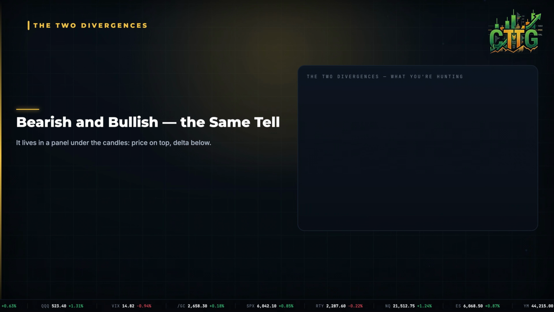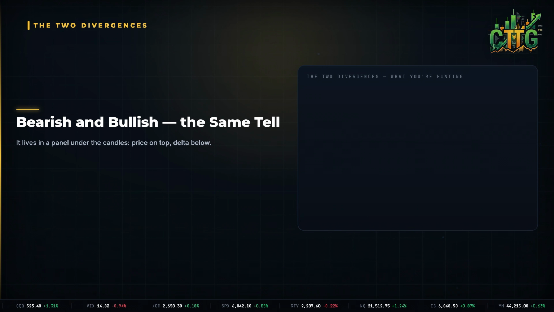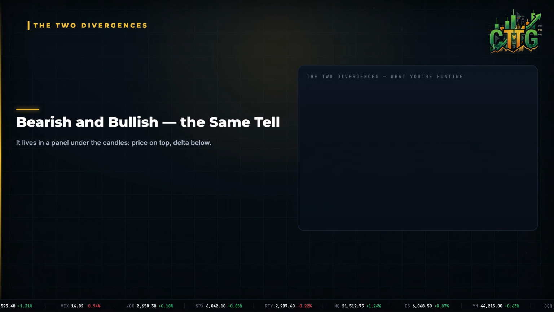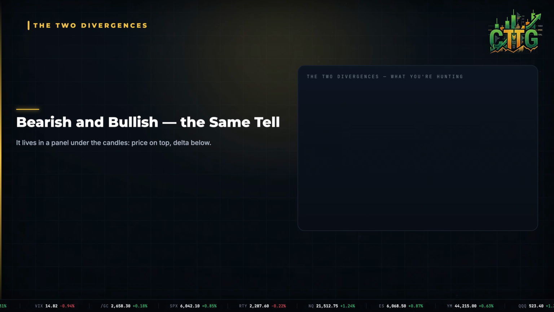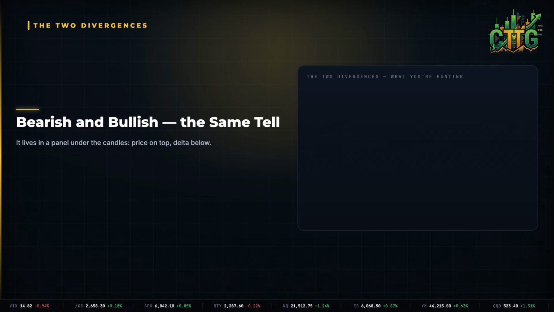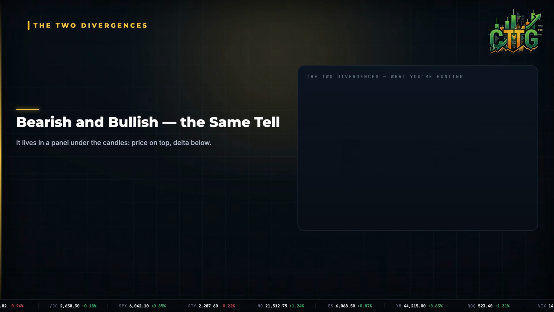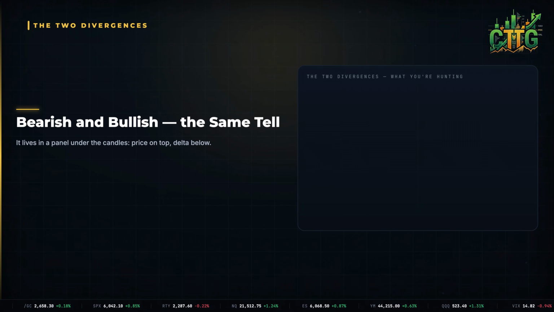On your chart, it lives in a panel under the candles. Price on top, delta below. Most of the time they move together, and there is nothing to trade in that agreement. The information shows up when they split, and there are exactly 2 ways that happens.